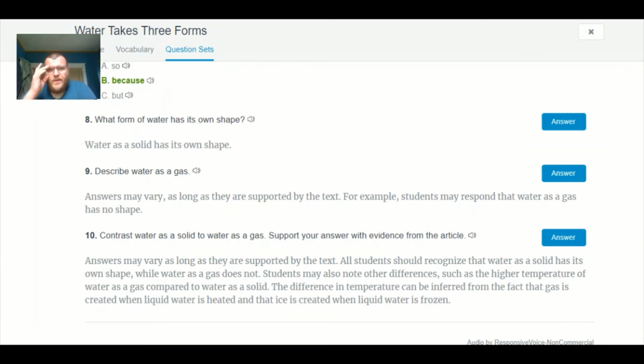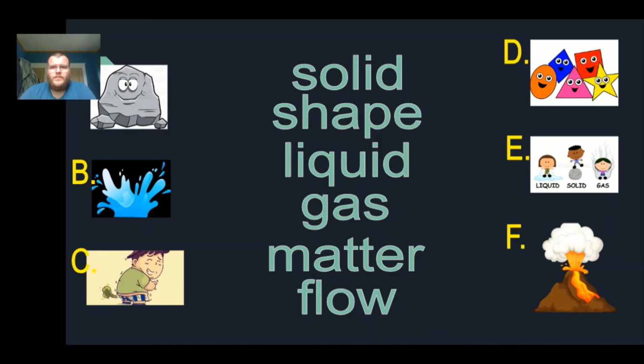Great job following along and answering these questions on this article. Let's get back to our slide. Now we're going to look at some vocabulary here. We're going to match up the pictures with one of the words in the middle column. So the first picture is a picture of a rock, and there is an A behind my picture there. So what is a rock? Is it a solid, shape, liquid, gas, matter, flow?